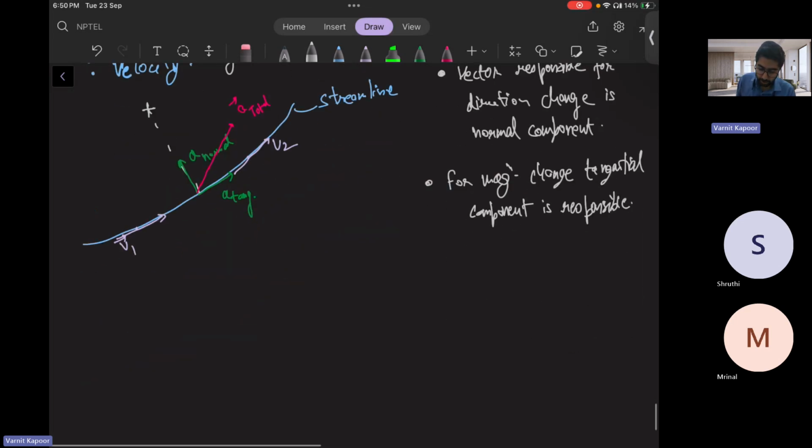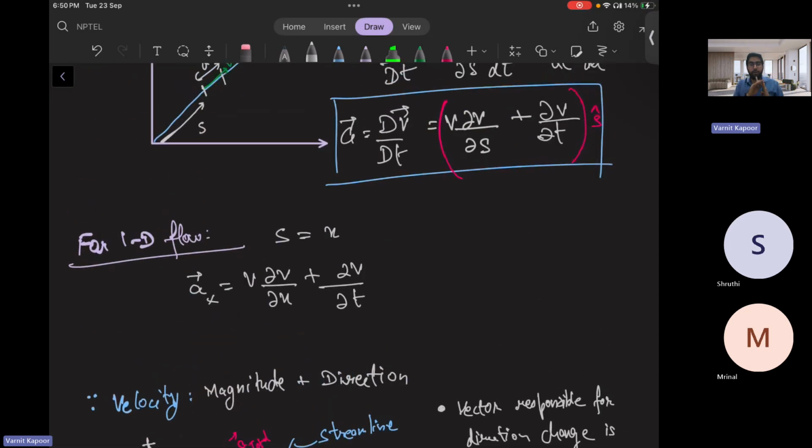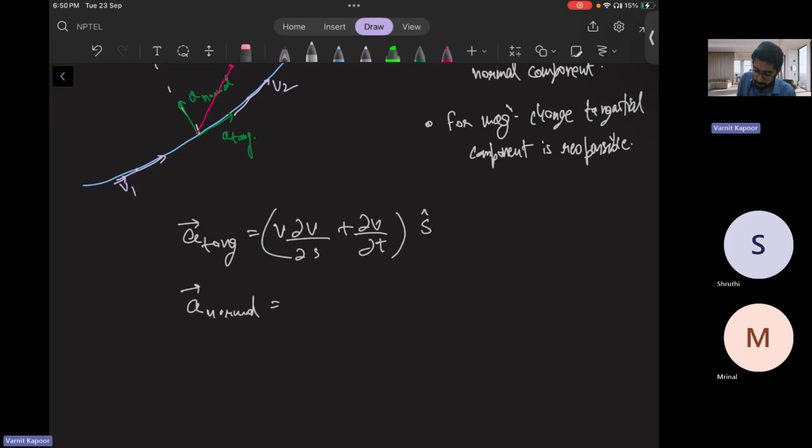Okay. So you can write A tangential is nothing but this is along the streamline. Tangential means along the streamline. Streamline is nothing but an imaginary line. If you draw a tangent at that point on that curve, that gives you a velocity vector. So this was your velocity form in the form of streamline. That is v dv by ds plus dou v by dou t in the streamline direction, and A normal is nothing but v square by r. You know the centrifugal acceleration from mechanics. That is in the normal direction.